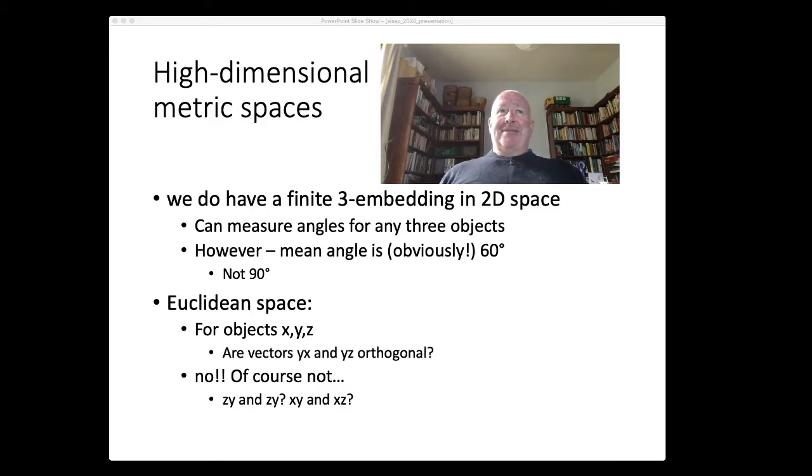Is the mean angle 90 degrees? Clearly it's not. Clearly the mean angle is 60 degrees if we sample three objects randomly within the space and pick one of the angles to measure.